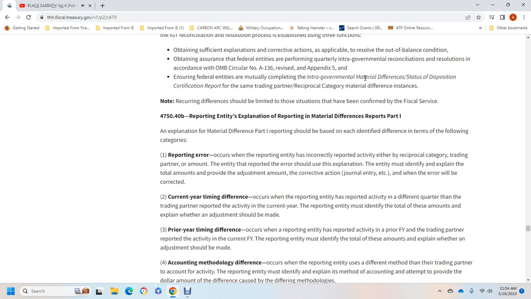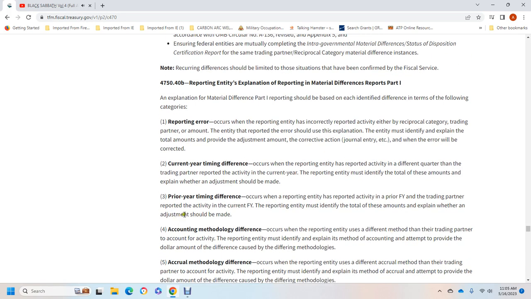For 2, the current year timing difference: occurs when the reporting entity reported activity in a different quarter than the trading partner, with the activity reported in the current year. The reporting entity must identify the total of these amounts, explaining whether an adjustment should be made. 3, prior year timing difference: occurs when the reporting entity reported activity in the prior fiscal year of the trading partner and reported the activity in the current fiscal year. The reporting entity must identify the total of these amounts and explain whether an adjustment should be made.